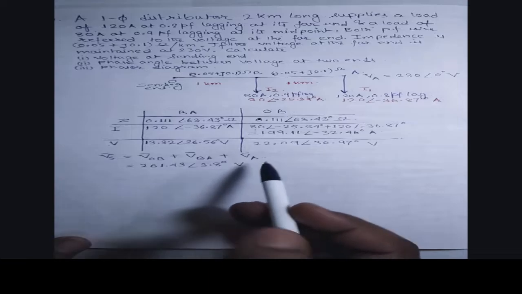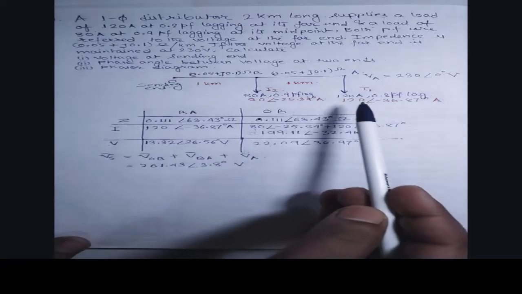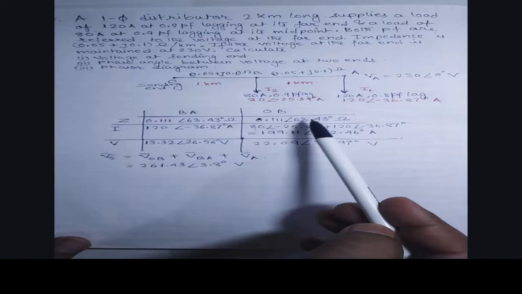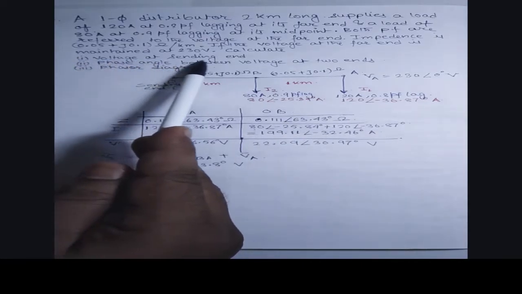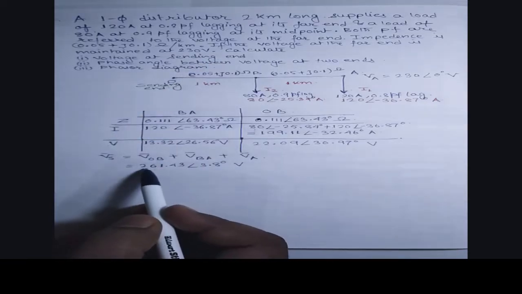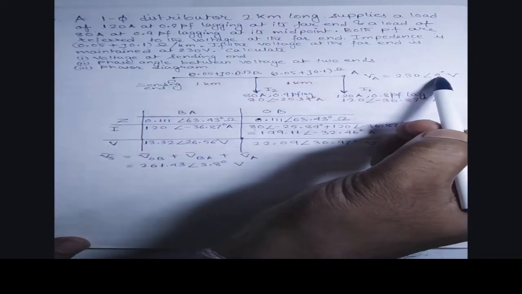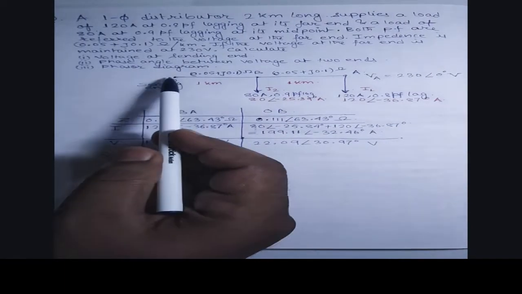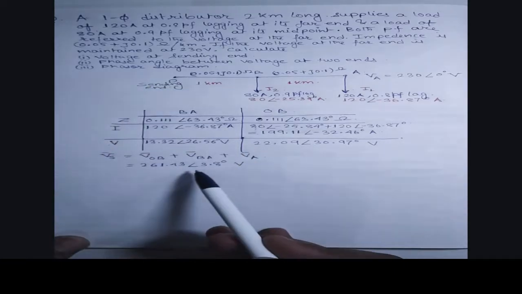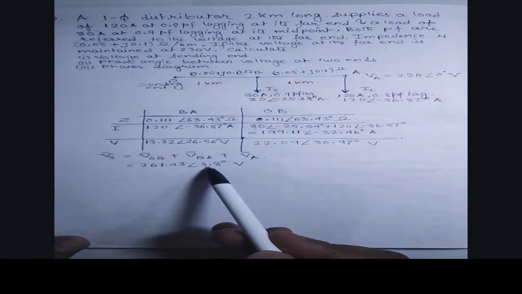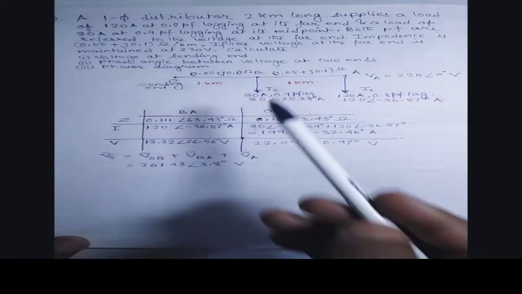And you'll see the next trick is that I have converted everything to polar form. Since I have converted everything to polar form, the voltage at the sending end we have directly got as 261.43, and the phase angle between the voltages at the two ends will be 3.8, because the voltage at the receiving end we have taken as 0, and Vs, that is this voltage, is at an angle of 3.8 degree. So whatever phase angle between the voltages at the two ends is required, we have already got the answer.